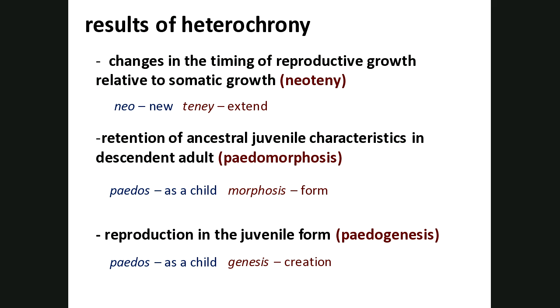So if you eventually do that, what you might end up getting is ancestral juvenile characteristics in a descendant adult. This is called paedomorphosis. And eventually, if that paedomorphic organism that has those ancestral juvenile characteristics is able to reproduce, it now engages in paedogenesis. Now, let me show you an example of where that happened.